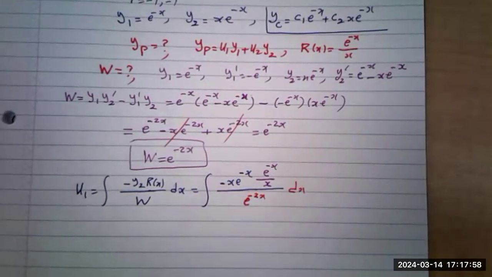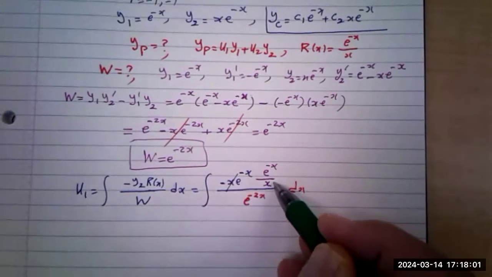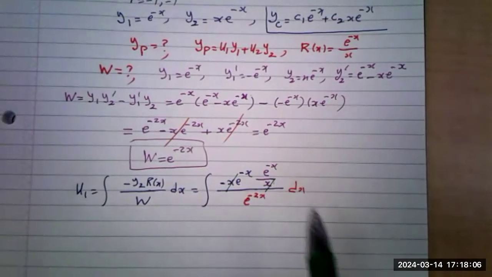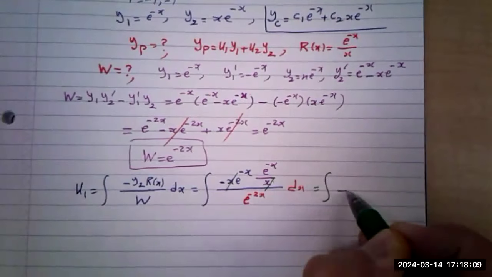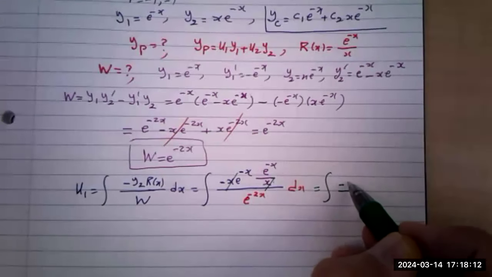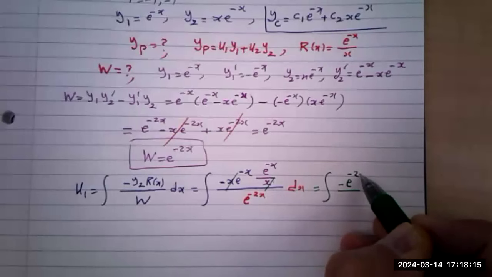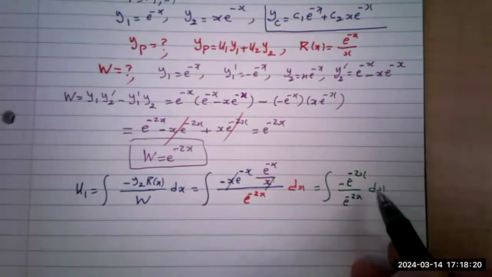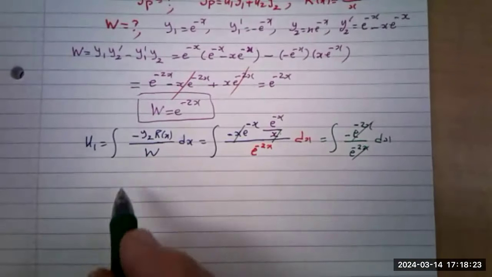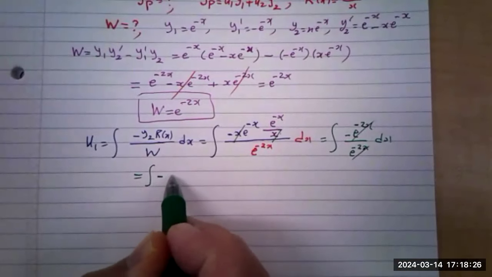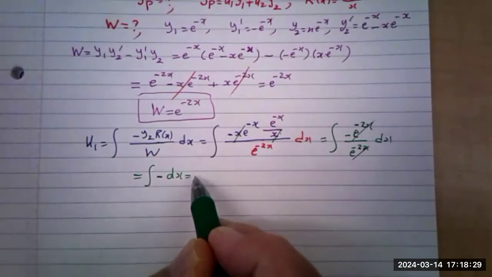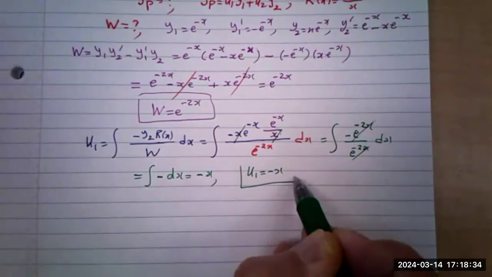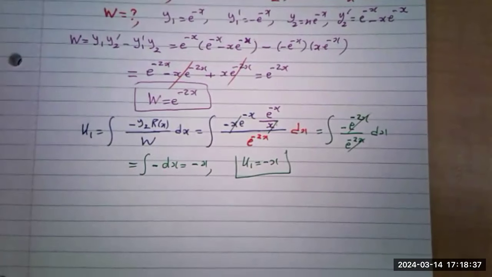So to simplify it, these x and x would cancel out. Okay, you have e to the negative x times e to the negative x, which is going to be, you see, negative, you add the exponent. So that gives e to the negative 2x on the top. And you have e to the negative 2x on the bottom, dx. Now we simplify it. So you simplify that, giving negative 1. So it's going to be negative dx, and the integral of negative 1 is negative x. So u1 would be negative x. Okay, any question?